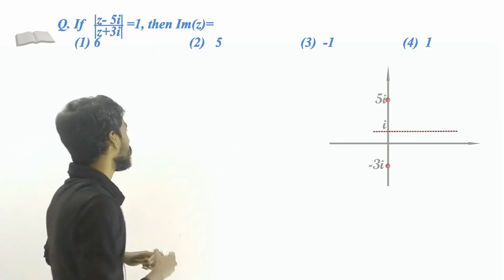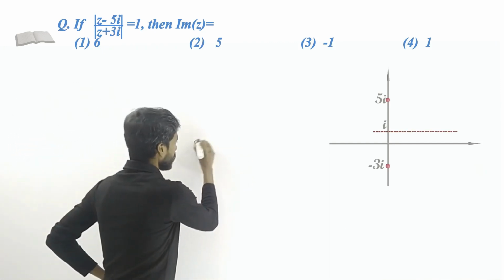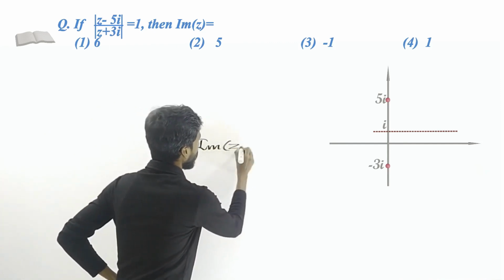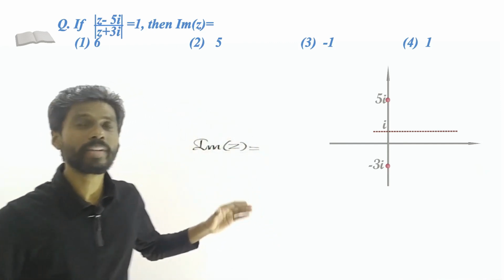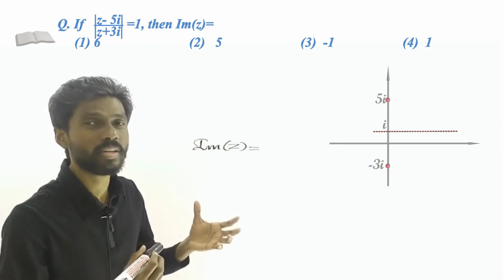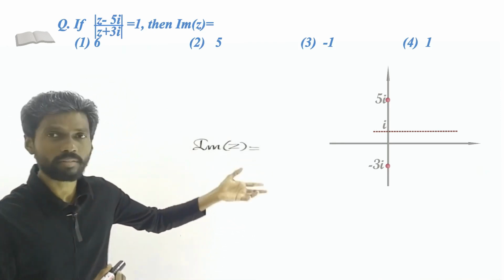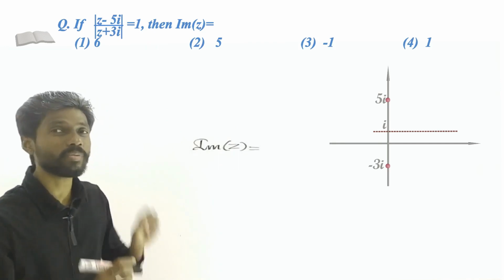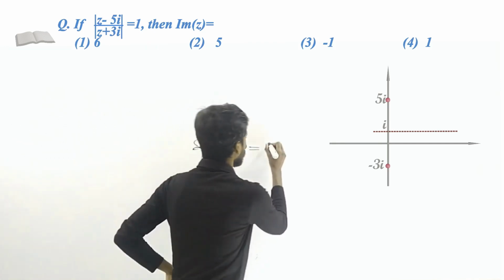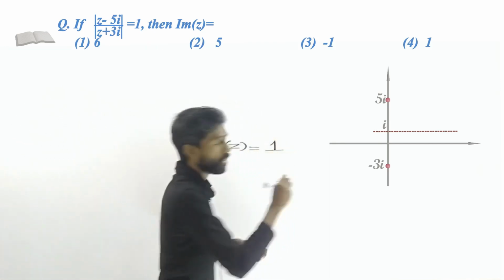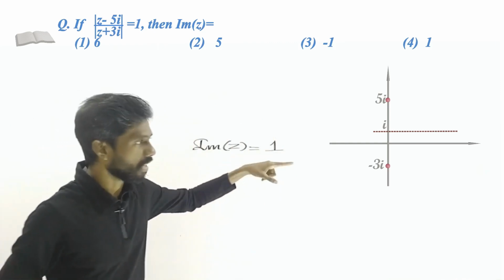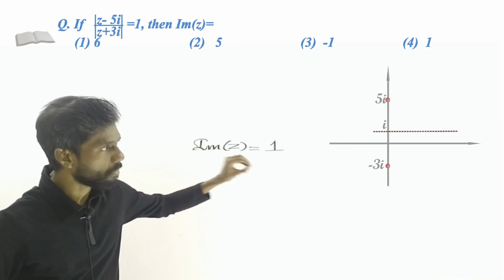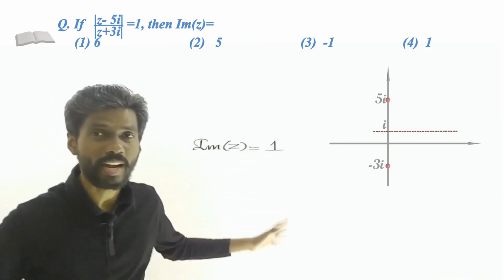So that means the imaginary part of any point on this line is constant, right? What is the imaginary part? The y value. Because the line is parallel to the x-axis, the y value is constant. What is the value of y? That is 1, right? i means the imaginary part is 1. So the imaginary part is constant for any point on this line. So that's all. That is the answer. The imaginary part of z is 1 for any point on the perpendicular bisector. So that is the answer.